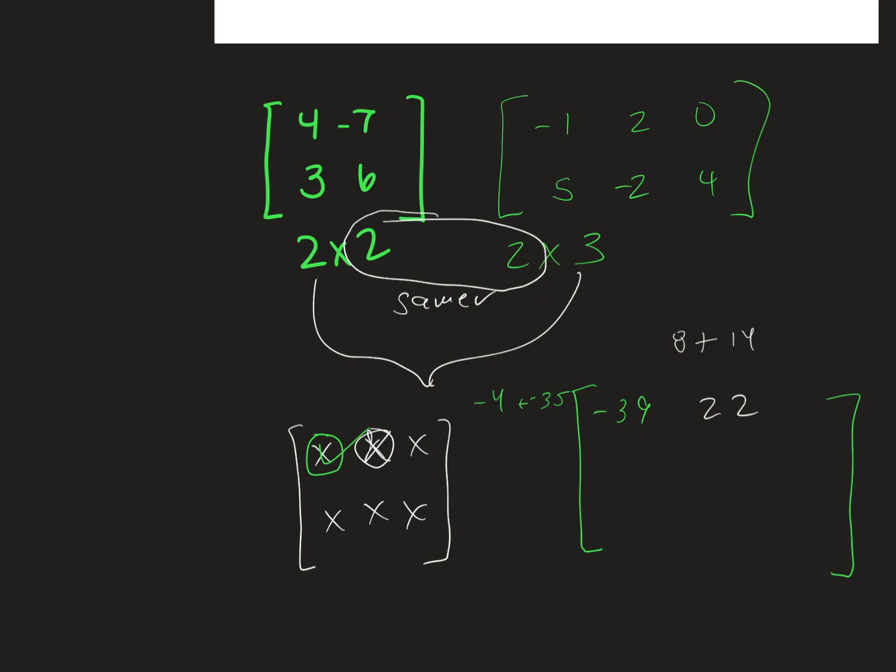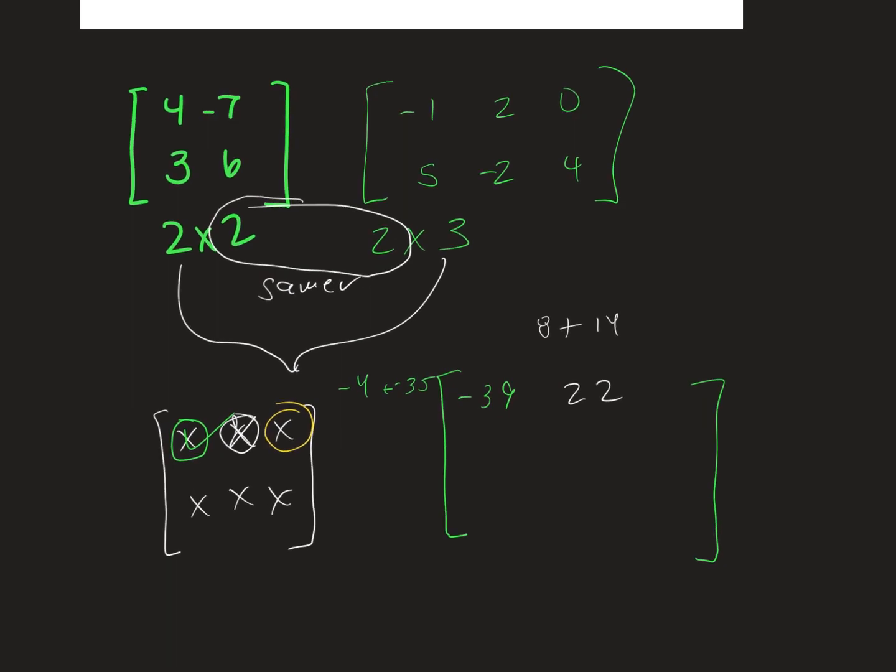Now I'm going to find this piece right here. Where is that located? First row, third column. So that's what you multiply. 4 times 0 is 0. Negative 7 and 4 is negative 28. So what's 0 plus negative 28? Negative 28. Good. Is everybody with me?